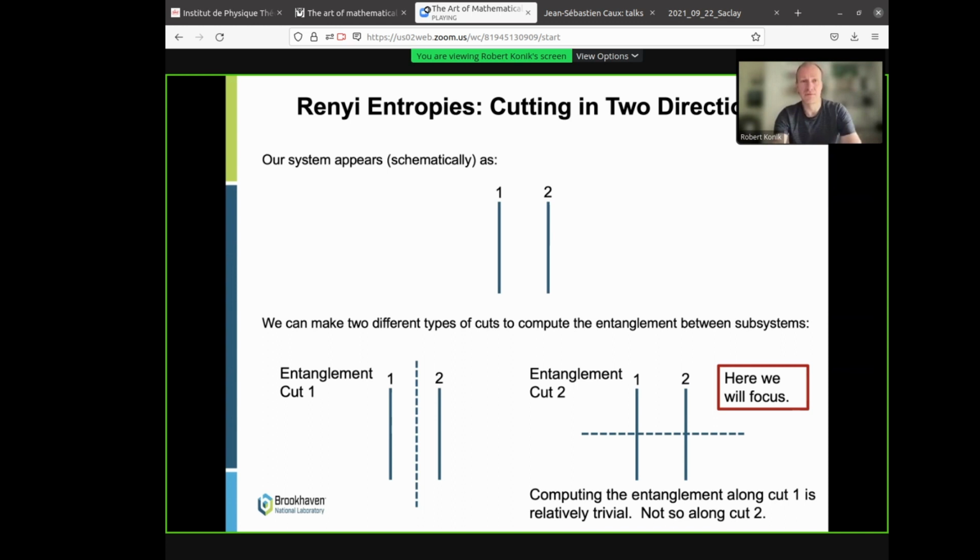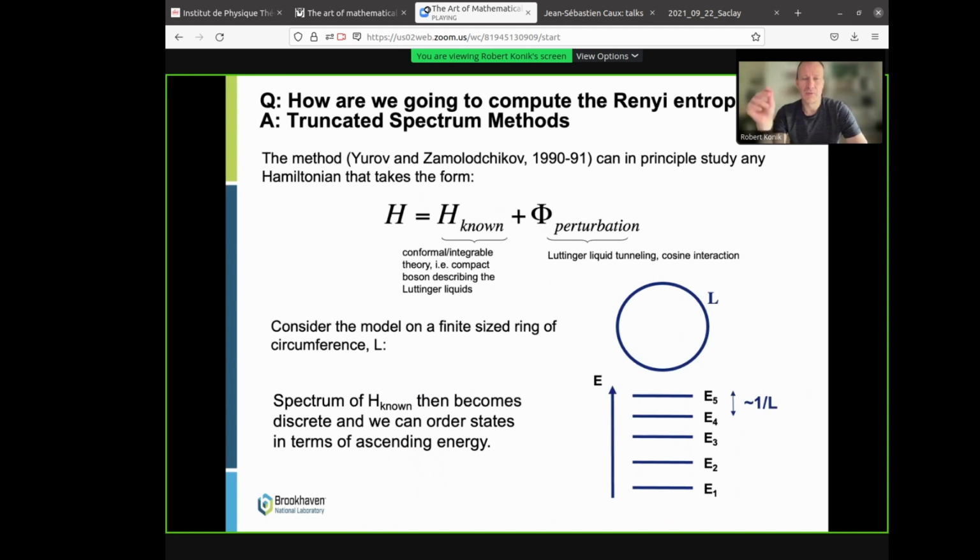So how are we going to actually do this? At least part of the answer lies in using the truncated spectrum approach. I want to review this quickly to set the scene, to show you what the technical object we need to compute is.